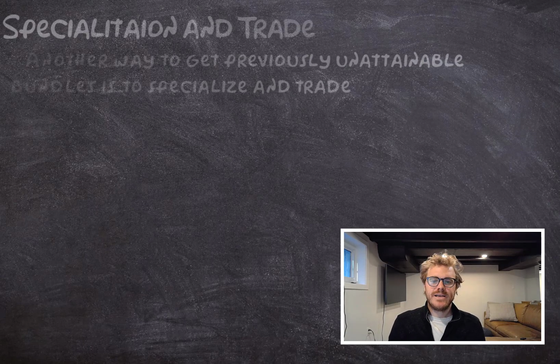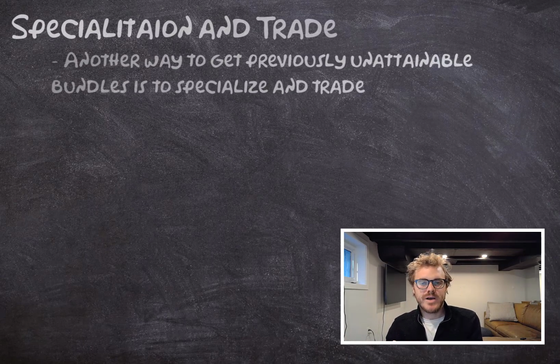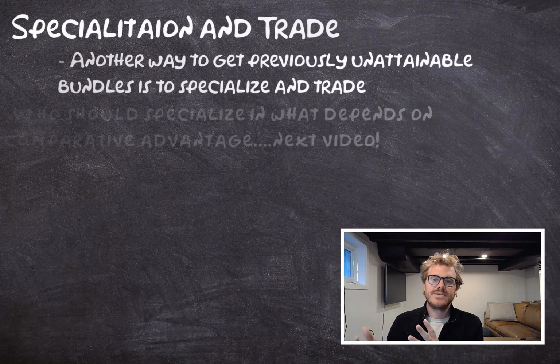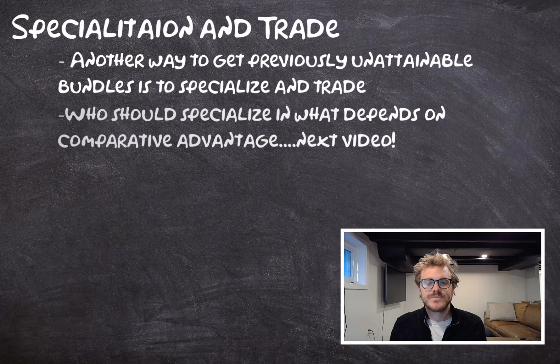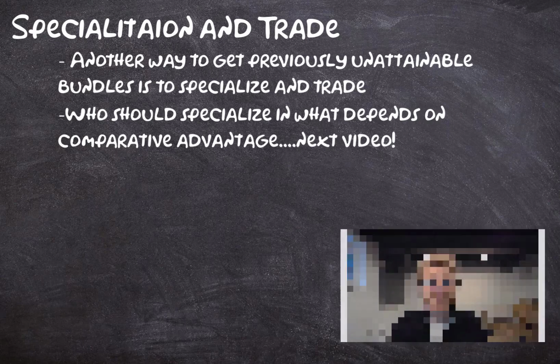There's also another way to be able to afford, or to consume, previously unattainable bundles, and that's through specialization and trade. Through specialization and trade, we can consume outside of our production possibilities boundary. People and countries can specialize in the production of one good, and they can trade for the other. Who should specialize in what depends on the concept of comparative advantage.